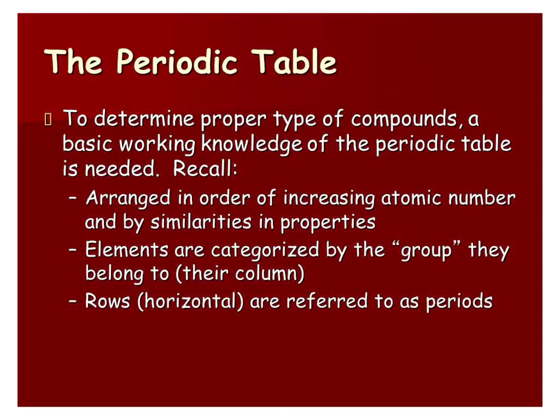So recall, we know that the periodic table is arranged in increasing atomic number and grouped by similarities and properties. So again, the elements are grouped by their similarity and properties, and these groups are the columns that go down the periodic table. And then the rows, remember, are the energy levels of the valence electrons, and we call those periods. So using this knowledge, we're going to be able to write ionic compounds using a set of rules.